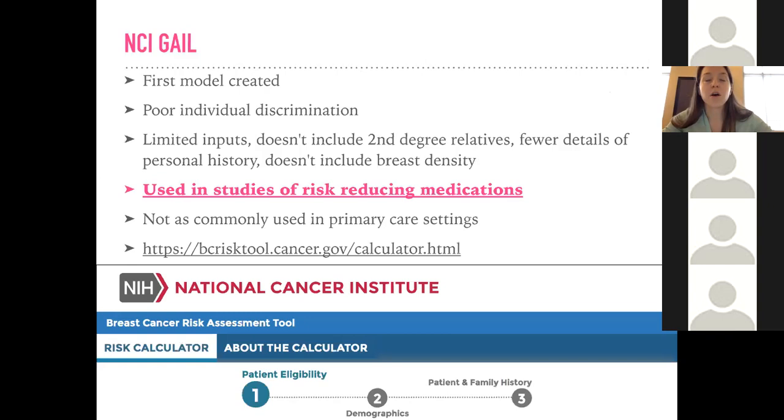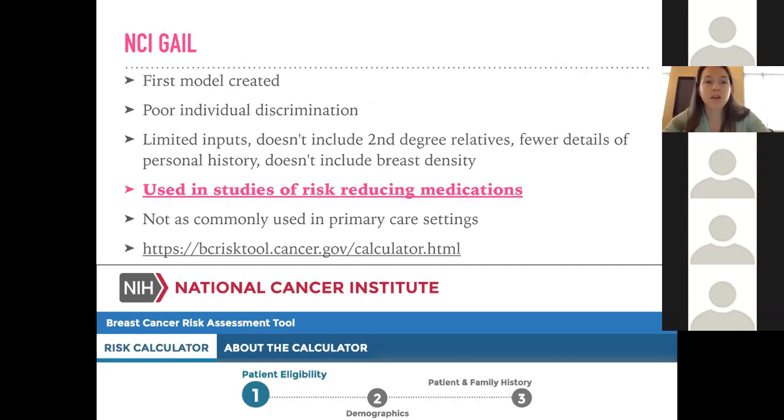So the first one is the GAIL model. It is the first one that was created. It's not used as much now in primary care settings, just because it's not great for discriminating individual risk scores. It has pretty limited inputs. It doesn't include a lot of family history. It doesn't include a lot of personal history. So it doesn't grab a lot of info about that patient, but I included the link here, and you can click through it if you want.